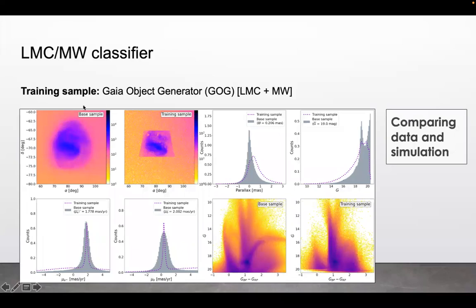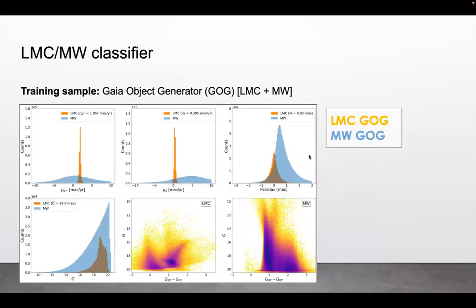You can see in the panel on the top left the whole sample. This is what we get from Gaia data, just selecting stars around the center of the LMC. You can see a lot of background or foreground stars here. The one on the right is what we call our training sample. We have this orange color showing the density of stars in the foreground or background, and you can see this square or trapezoid shape of the stars in the LMC. Even though this cut is very sharp, if you compare the parallaxes, the magnitude ranges, the proper motion ranges, and the color magnitude diagrams of both samples, they are in a comparable range.